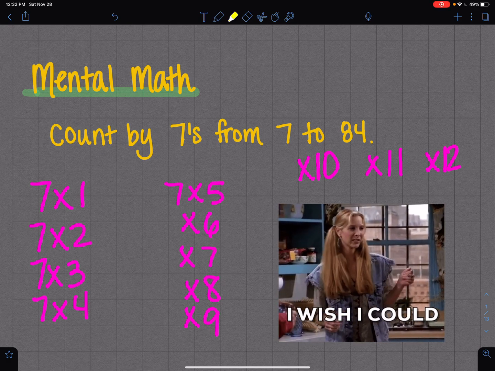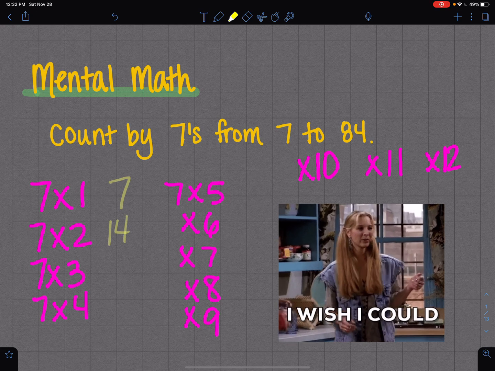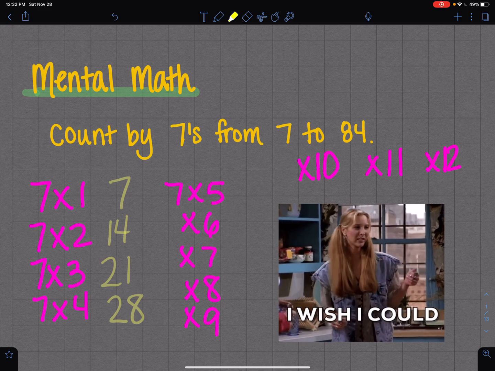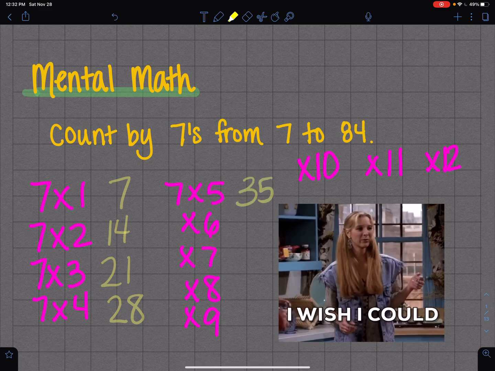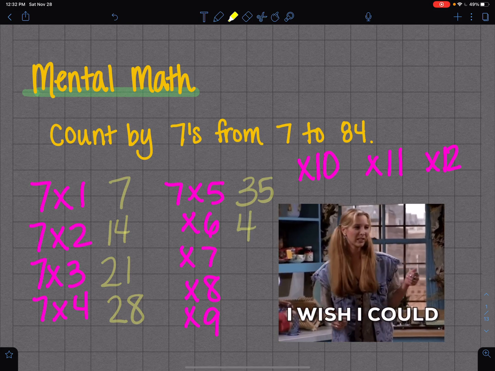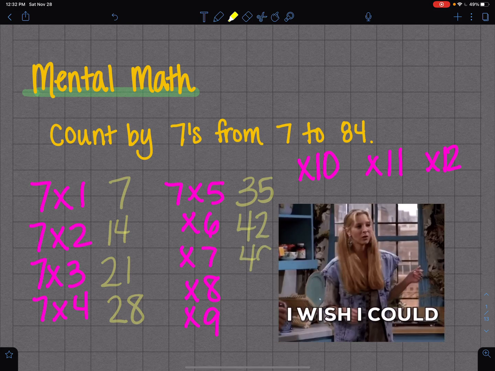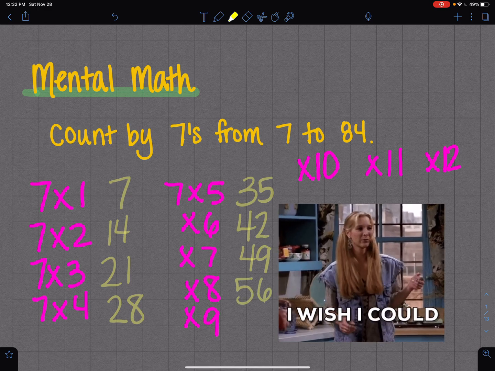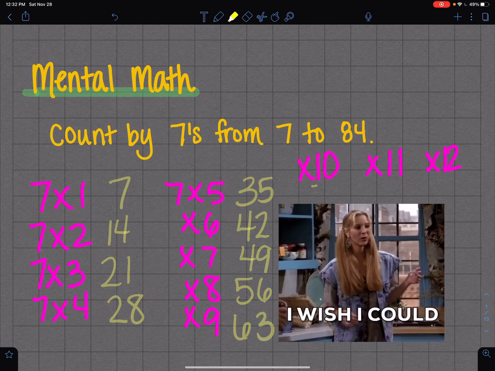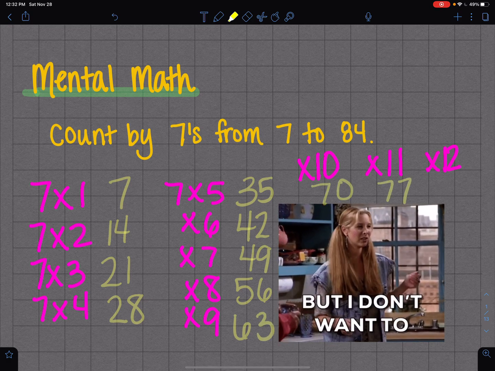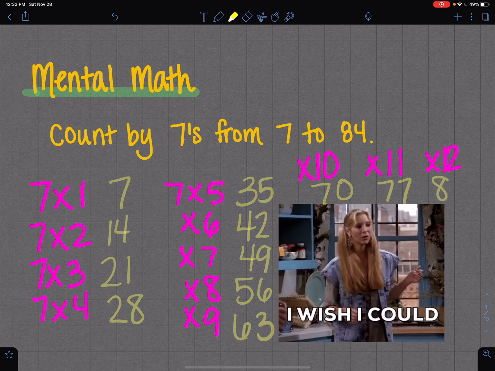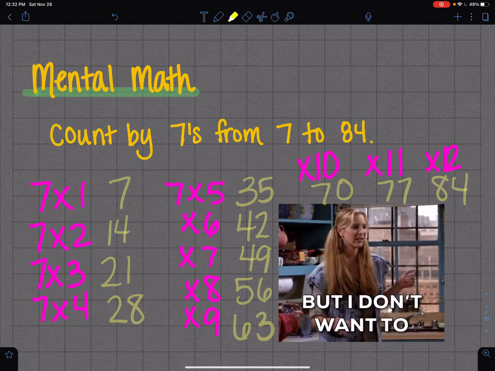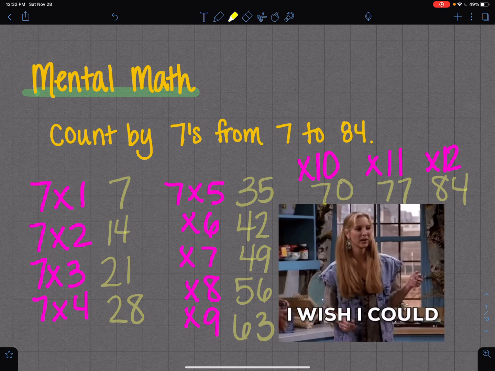So we're going to do 7, 14, 21, 28. What comes next? Try and do it ahead of me. 35, 42, 49, 56. What's 7 times 9? 63, 70, 77, and 84. Okay, we did it. 7, 14, 21, 28, 35, 42, 49, 56, 63, 70, 77, 84.